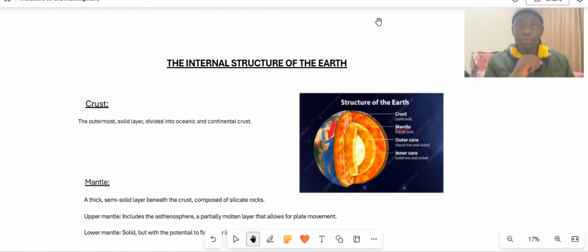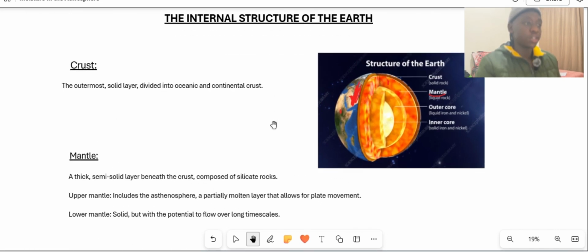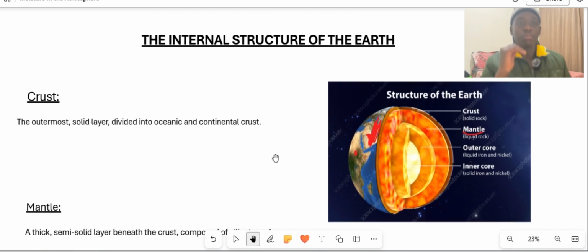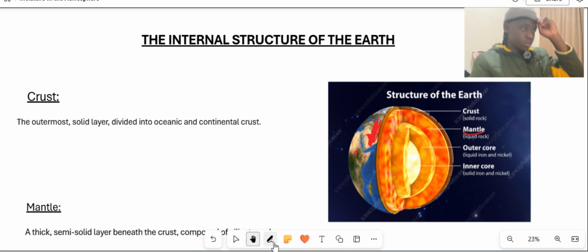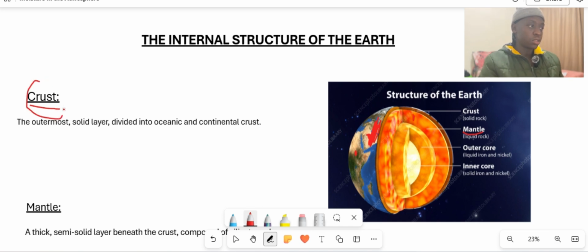Today we're going to talk about the internal structure of the atmosphere. Yes, that is a very beautiful topic. So first and foremost, I'd like to cover that the Earth is composed of four structures, or you can say four layers. Yes, the first one, of course, is going to be the what? The crust. Yes, the crust.